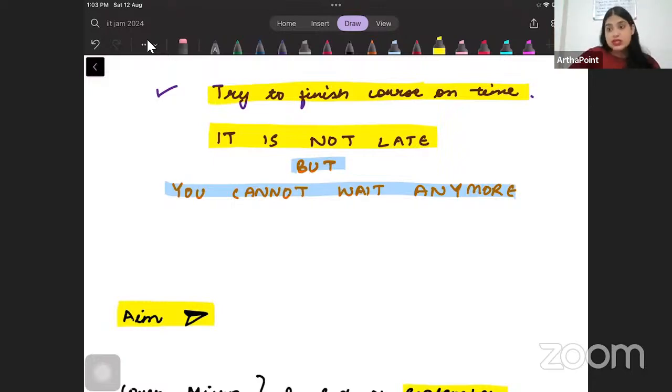But from today, be consistent. From today, post all your doubts on the group. From today, do all the mock papers. That is important. Don't create a lag anymore.